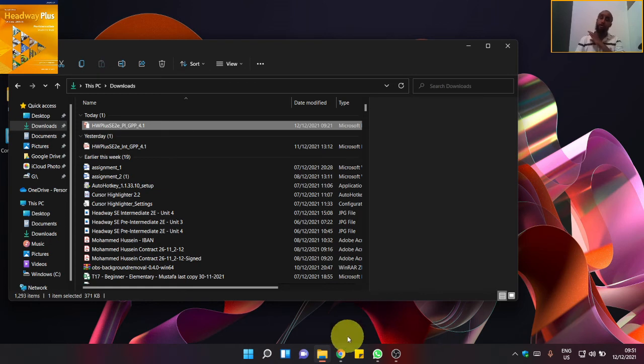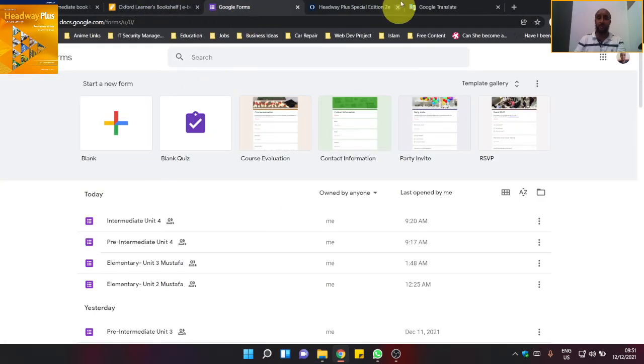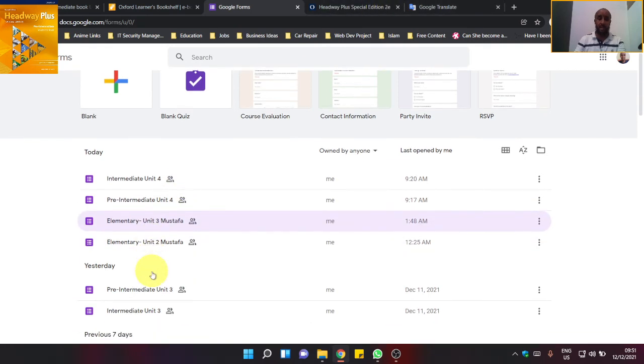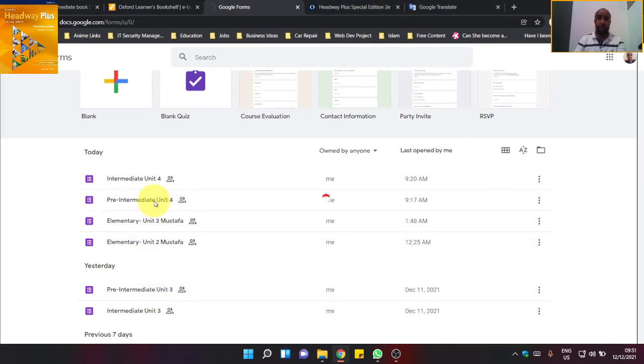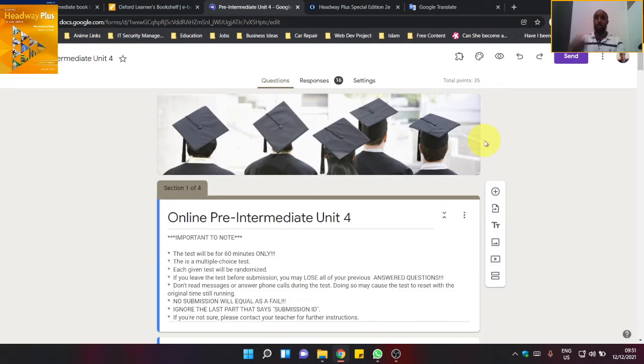Now I'm going to go straight away and look at the test in question. So the test that we're going to be looking at is the pre-intermediate level 4. And here we're going to have 3 sections in total. And there's going to be a total of how many questions? Let me just make it a bit bigger.